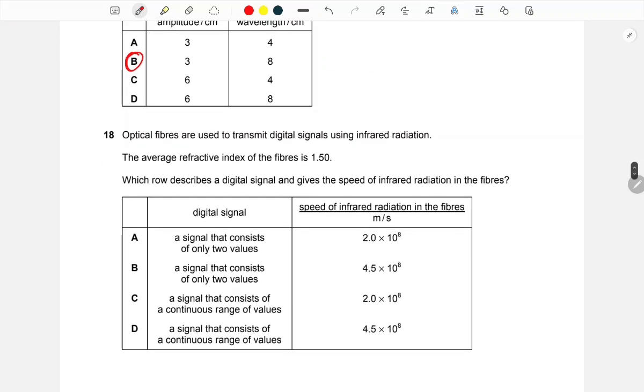Number 18. Optical fibers are used to transmit digital signals using infrared radiation. The average refractive index of the fibers is 1.5. Let's not forget this part, which describes a digital signal and gives the speed of infrared radiation in the fibers. To find the speed of infrared radiation in the fibers, we use this formula. The refractive index n is the speed of light in air, or speed of any electromagnetic wave in air, over the speed in the medium.